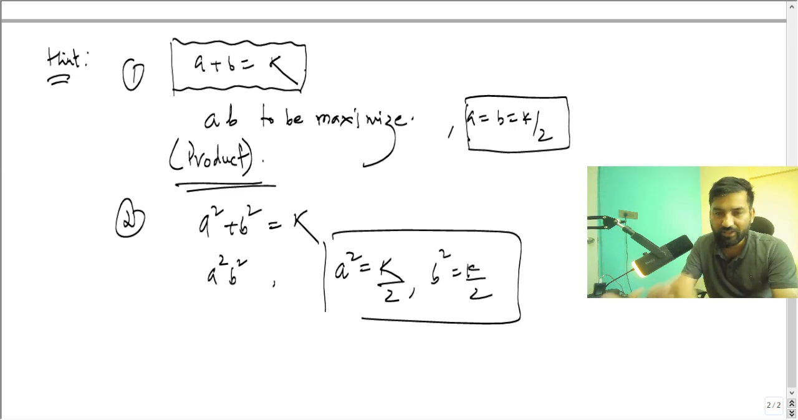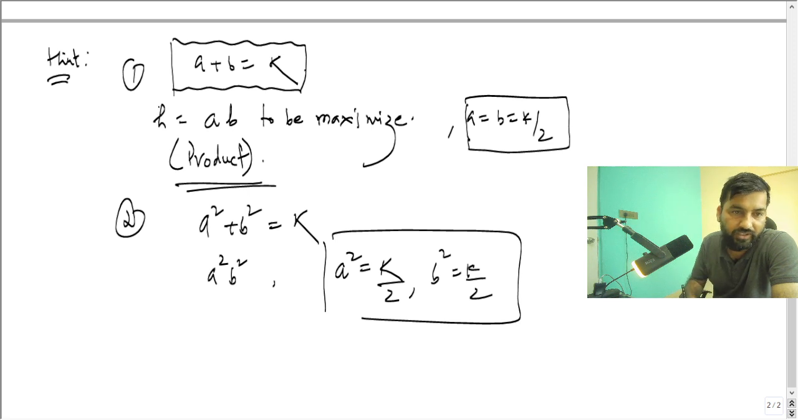So what we can do here is we must know these things. If you want to maximize a product A into B, and one of the conditions is also given, A plus B equal to some constant K, then you have to take A equal to K by 2 and B equal to K by 2. That is going to give you the maximum value of, let's say, H. Understood? So you want H to be maximized, so you have to maximize the product.